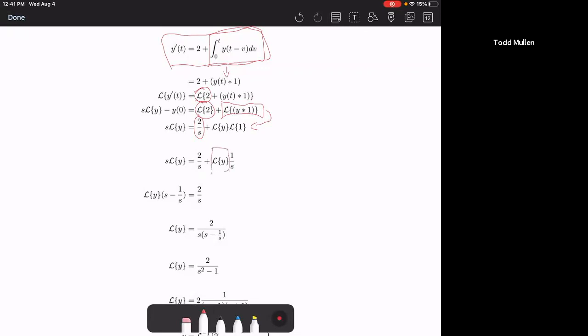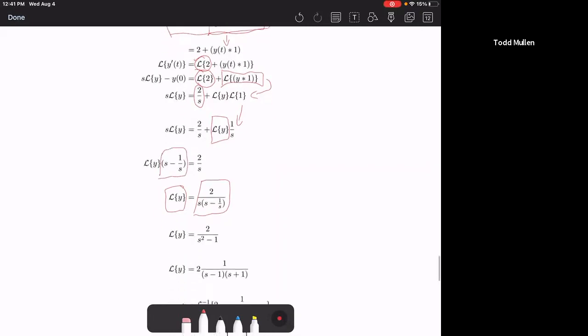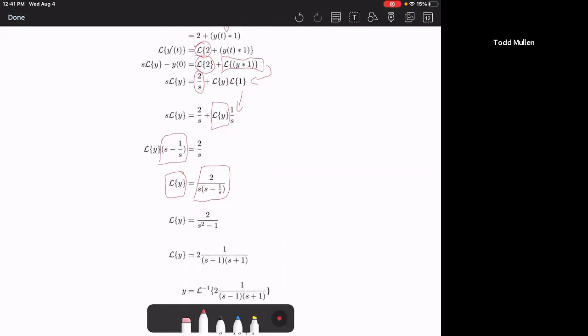The Laplacian of y we don't know the solution to, but we know the Laplacian of 1 is 1 over s. And now we can move all the Laplacian y terms to the left and isolate it. So it's equal to 2 over s times this value, s minus 1 over s. Well, simplifying that, multiplying through by s, we just get that the Laplacian of y is equal to 2 over s squared minus 1.